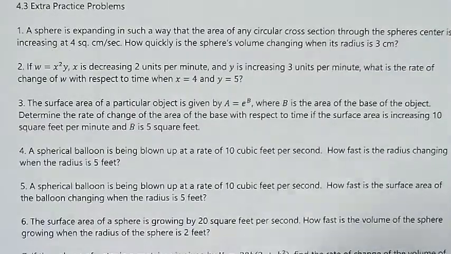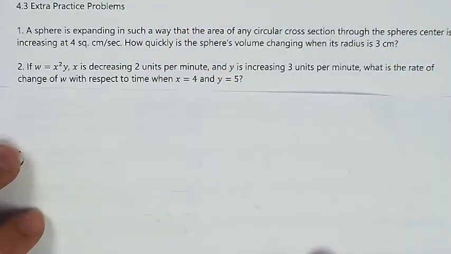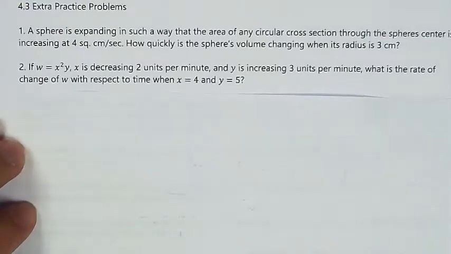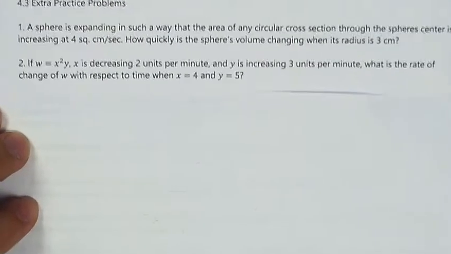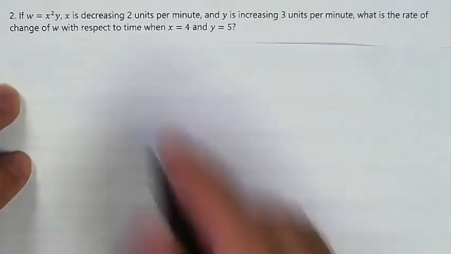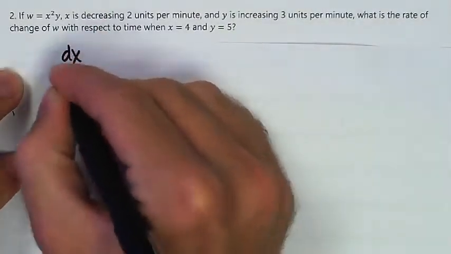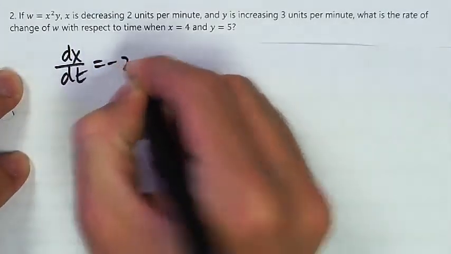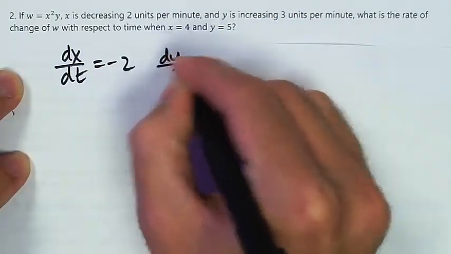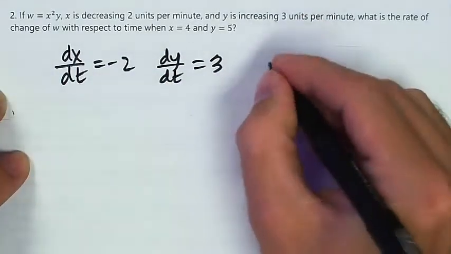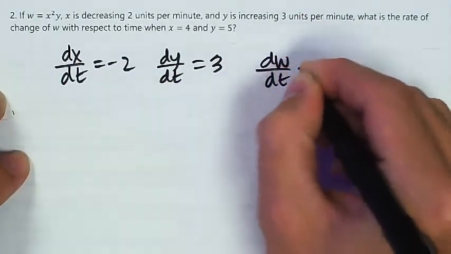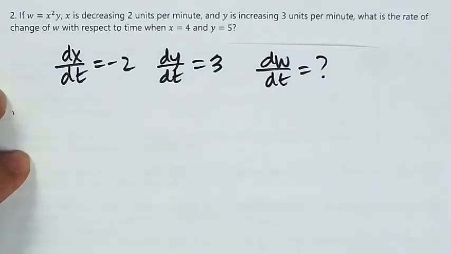All right. The second one is if w equals x squared multiplied by y, and x is decreasing 2 units per minute, and y is increasing 3 units per minute. That's kind of a lot. So I'm going to take all this down. dx/dt is -2, dy/dt is +3. What is the rate of change of w with respect to time when x is 4 and y is 5?